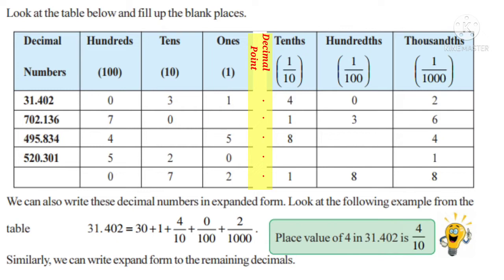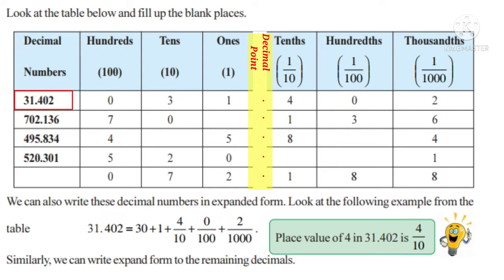Now let us take the first decimal number, 31.402. Now on the right side, put a point at the decimal point, and in ones put 1, in tens put 3, and in hundreds put 0. Now on the right side, in tenths put 4, in hundredths put 0, in thousandths place put 2.